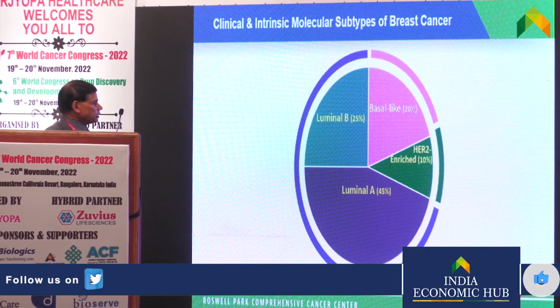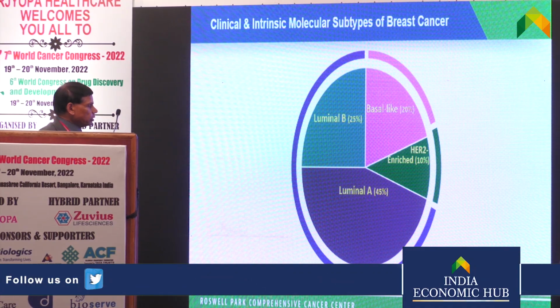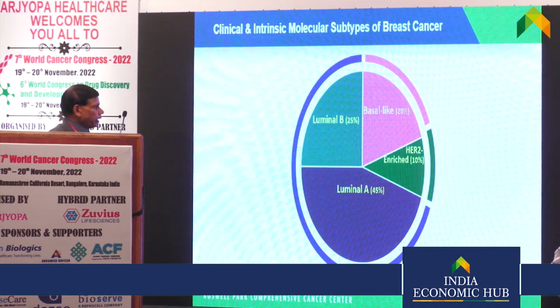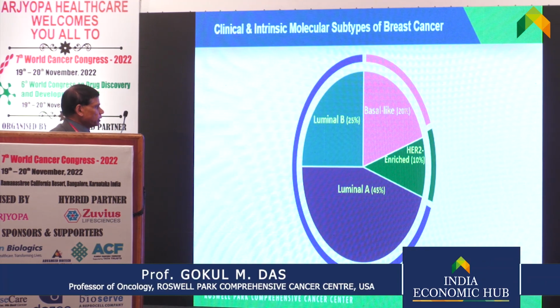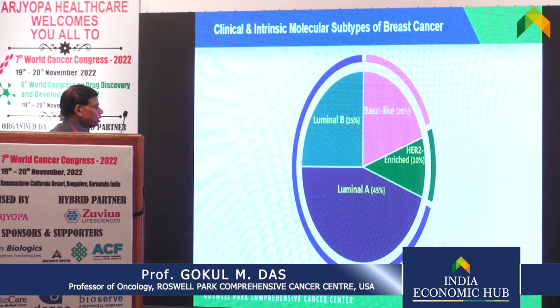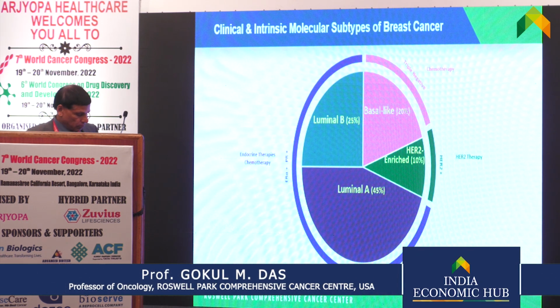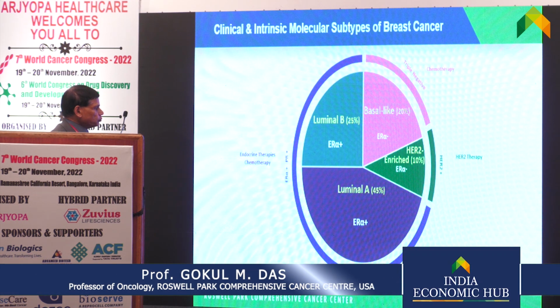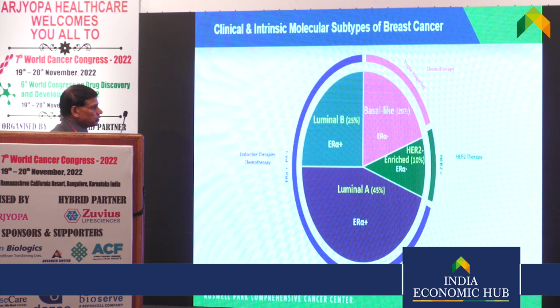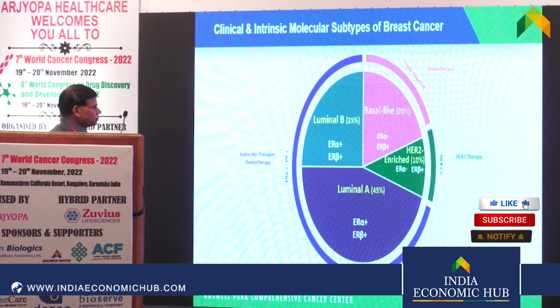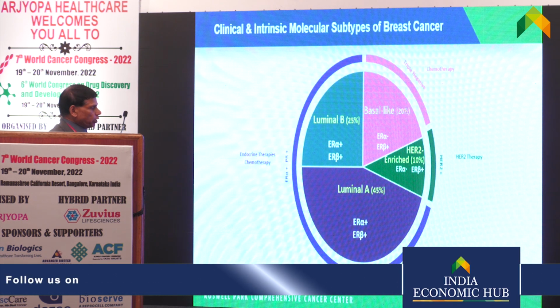As you know, breast cancer can be divided mainly into four different subgroups: luminal A and B, HER2 enriched, and basal-like tumors. In terms of molecular characterization, the luminal breast cancers express estrogen receptor alpha, whereas the HER2 and basal-like triple negative tumors do not. However, estrogen receptor beta, another member of the steroid receptor superfamily, is expressed in all these forms.